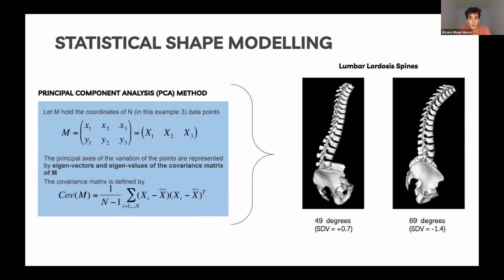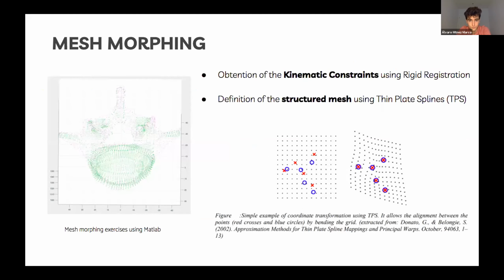First of all, one spine with lumbar lordosis of 49 degrees, which is our main model, and another one of 69 degrees, used to find the kinematic constraints. Each of them had different standard deviations.